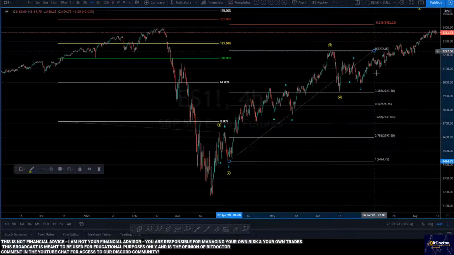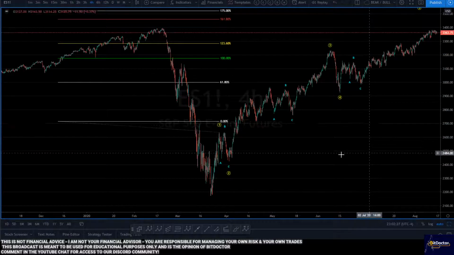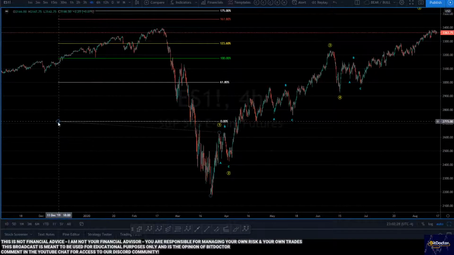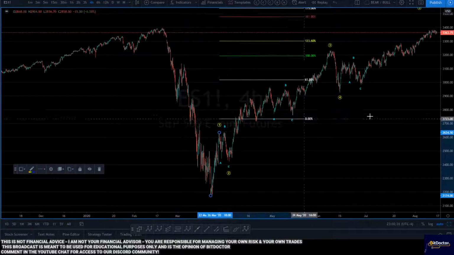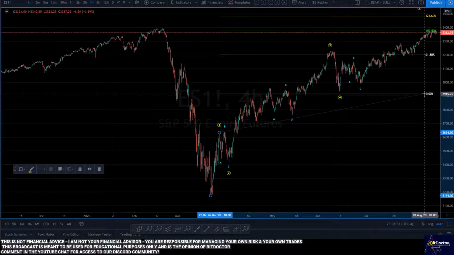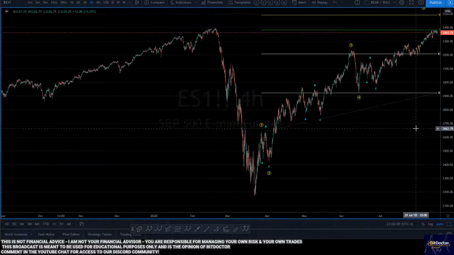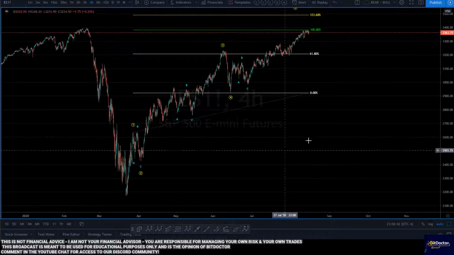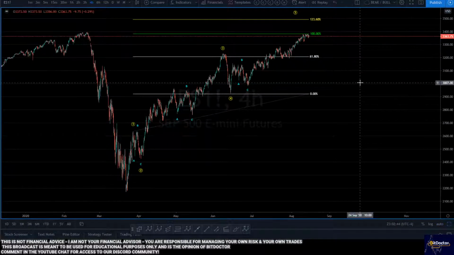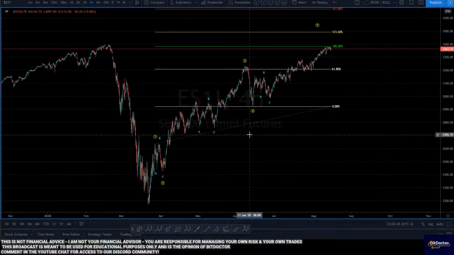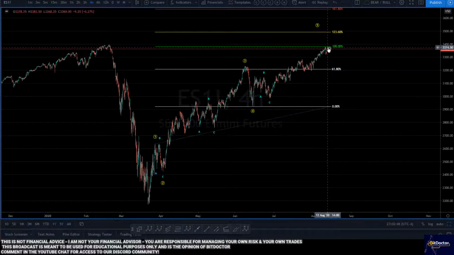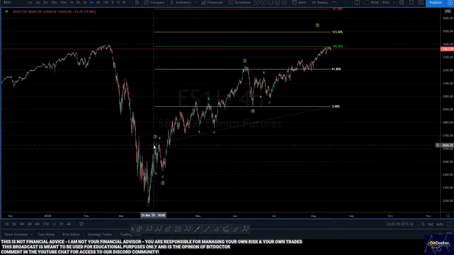But what I'm going to do here, I'm going to take this guy, which I put over to the side, and I'm going to start him at the bottom of wave 4. And look at where we're stopping. We are stopping at 100% of wave 1, or sorry, 100% wave 5 compared to wave 1.